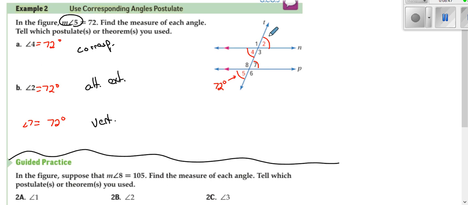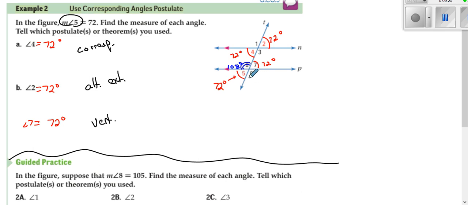Well, if this is 72 right here, let me go back to the red. If this is 72 degrees, and this is 72 degrees, and this is 72 degrees, what about these other ones? Well, there's a lot of ways you can go at it. A linear pair of angles, that's angles that are right next to each other, are supplementary. So you could say that 8 is 108. Or you could say consecutive interior angles are supplementary. So 4 and 8 are consecutive interior, they're supplementary. 108 plus 72 is 180.